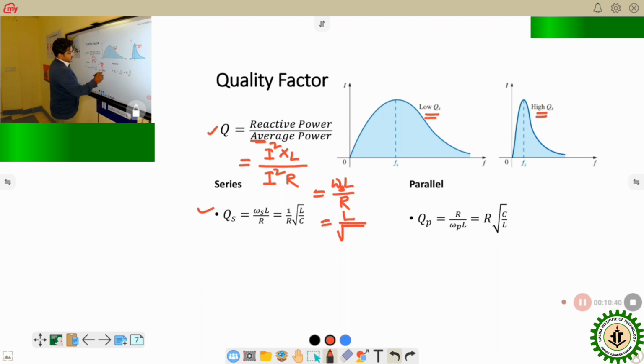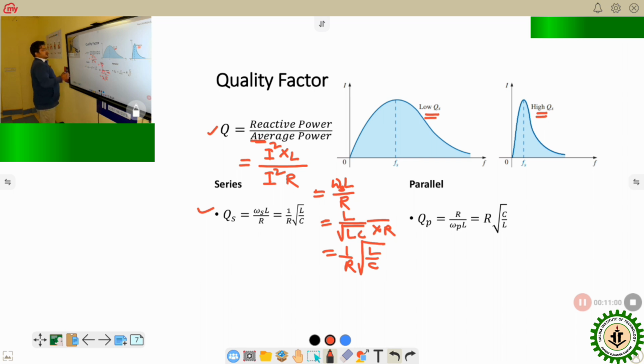So 1 by root LC into L by R. So from here we get Q equal to 1 by R root over L by C. This way we get the quality factor formula for series. Similarly, we get the quality factor formula for parallel, that is R into root over of C by L. So here we can see that based on the value of the resistance, if we increase the value of resistance, the quality factor will be reduced. Whereas if the ratio of L by C increases, the quality factor will increase, and that is opposite for the parallel.